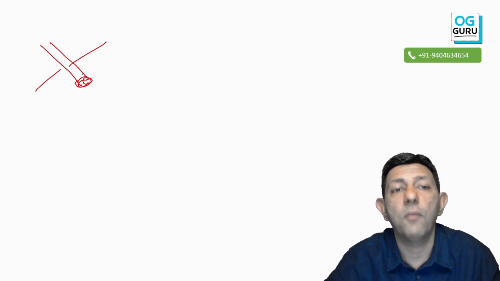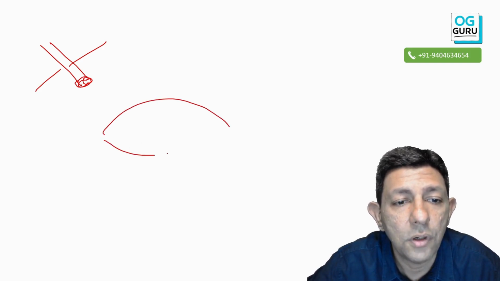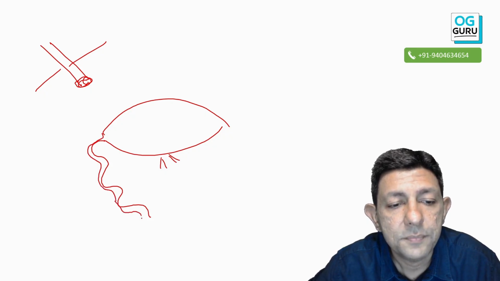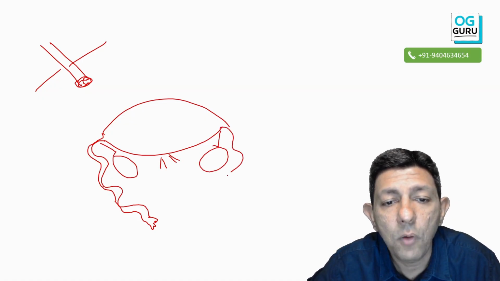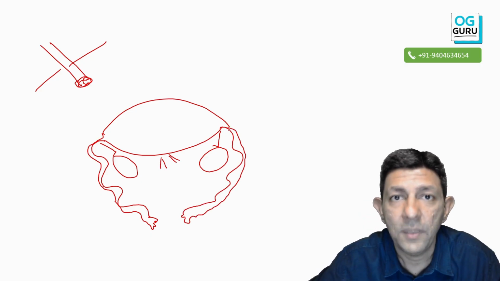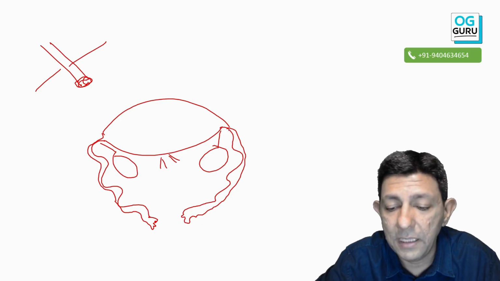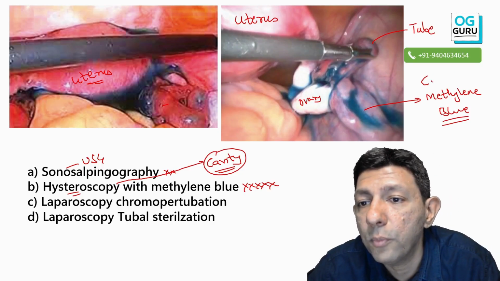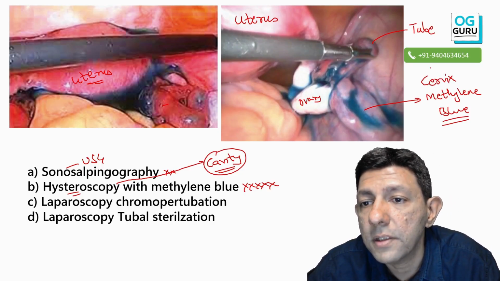In laparoscopy, we put in a telescope through the anterior abdominal wall and we see the uterus from the outer side. The uterus we see, the fallopian tube we see, and of course we see the ovary also. Now what will happen, my dear student, is the assistant will take the methylene blue dye, and the methylene blue dye is injected through the cervix. You push it through the cervix.